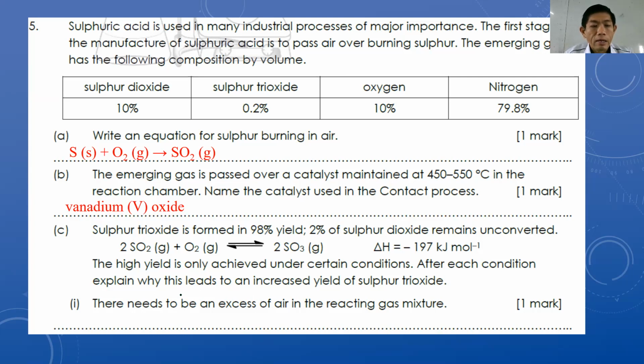Number 1, there is an excess of air in the reactant gas chamber. If you look carefully at the equation, 2SO2 + O2 gives 2SO3. Why does O2 need to be in excess? When you have O2 in excess, the concentration of oxygen is high. So the equilibrium will shift to the right, producing more SO3. This is the reason why you need excess air.